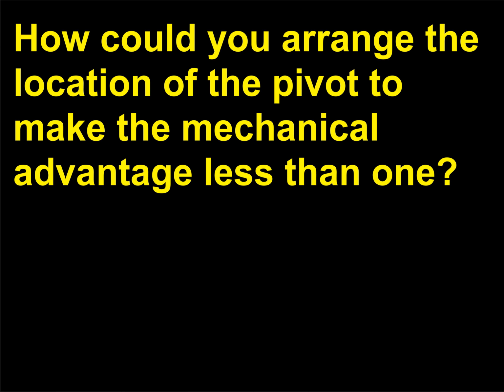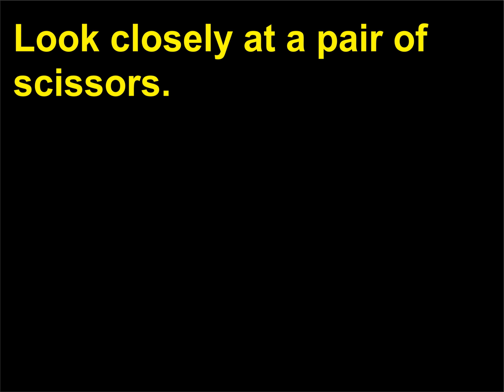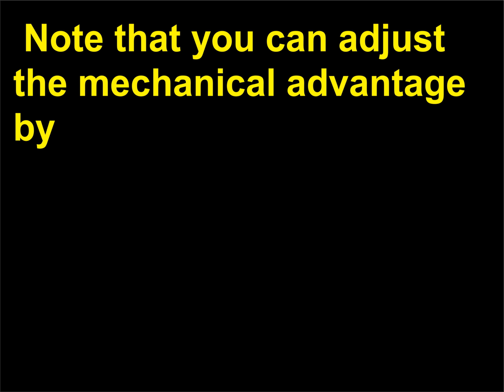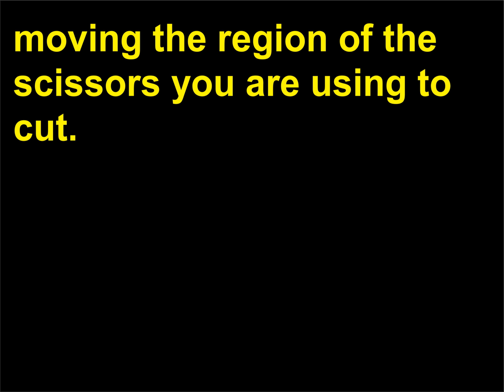How could you arrange the location of the pivot to make the mechanical advantage less than 1? Look closely at a pair of scissors. Note that you can adjust the mechanical advantage by moving the region of the scissors you are using to cut.